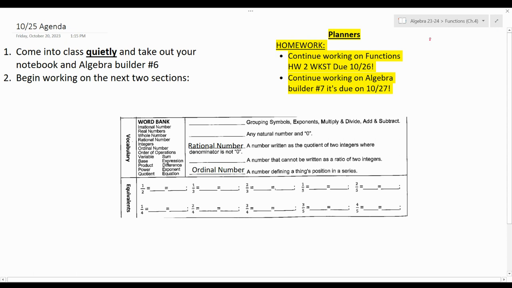So I did leave people who turned in their algebra builders to me. I did leave those to be passed out. And so if you do not have yours, again, pause the video and ask Mrs. Malaznik to please pass that out if it hasn't happened already. Otherwise, you are going to get started with your last two sections of your algebra builder.